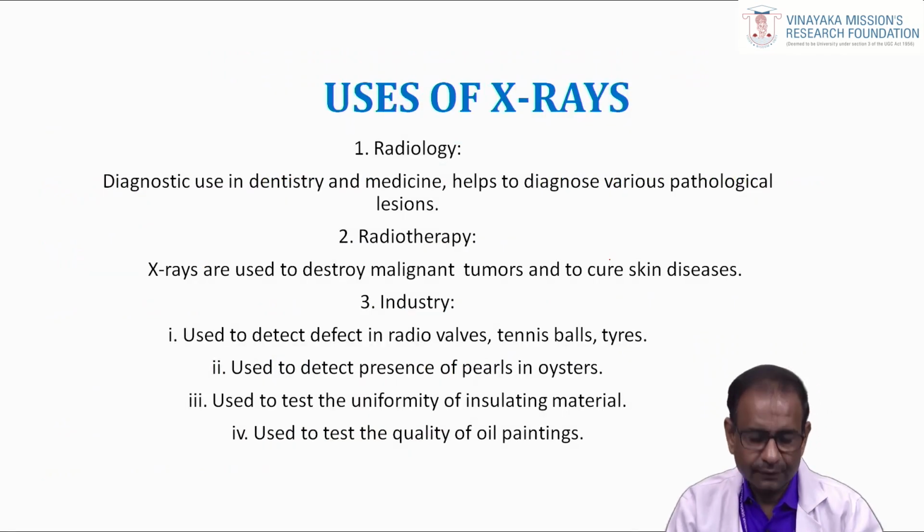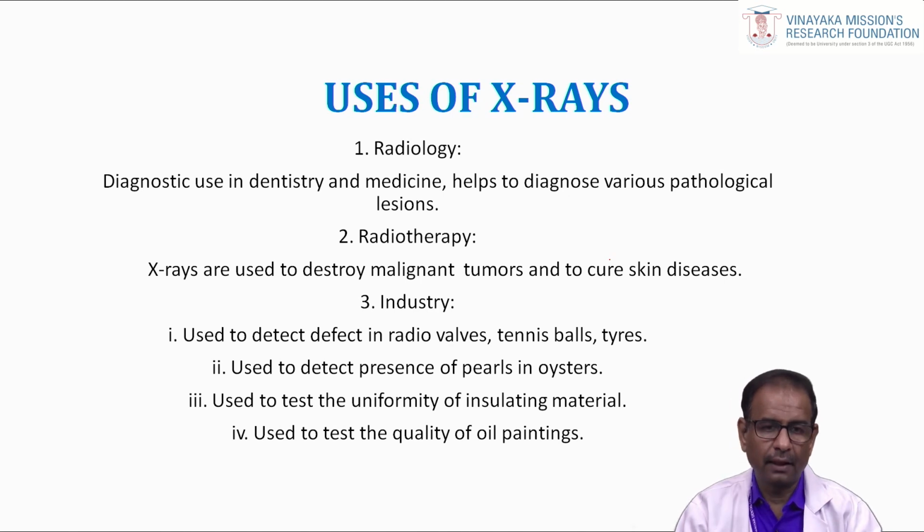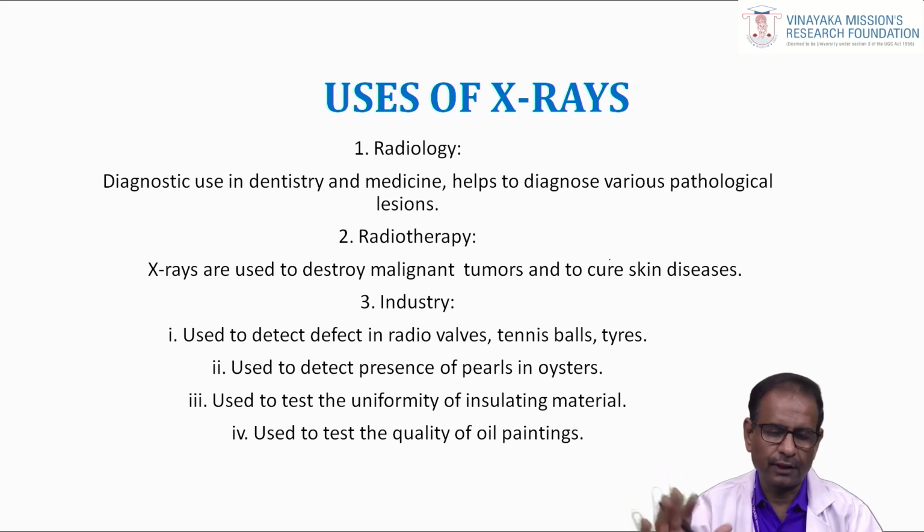Then what is the use? Use of the X-rays. There are so many disadvantages, but invariably some of the properties are very, very useful for our medical field. That's why we are using it. Okay. So there are 2 main uses actually. The first one is radiology. In the radiology field, without X-ray there is no radiology. So the diagnostic use in dentistry and medicine to diagnose various pathological lesions is the first main use of X-rays. But we need to be very careful and use some precautions.